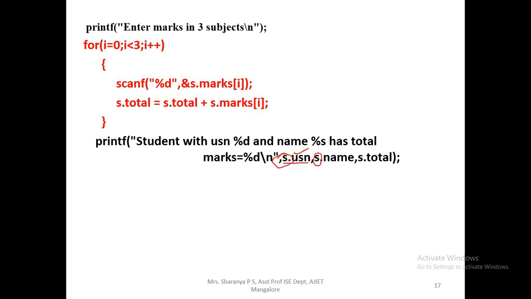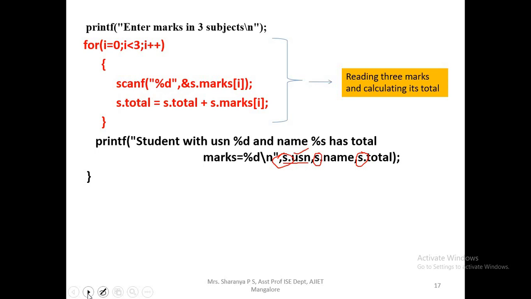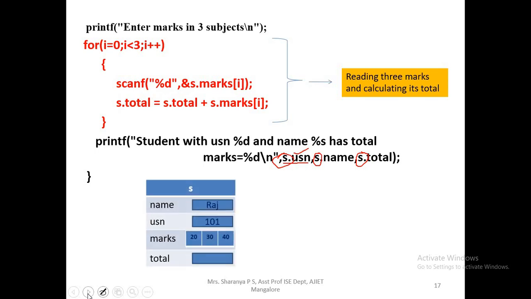Here S refers to the structure variable name. We cannot directly use student. It is not allowed. Instead of that, we have to create a variable for that structure, and with that variable name only we have to refer to the structure student.